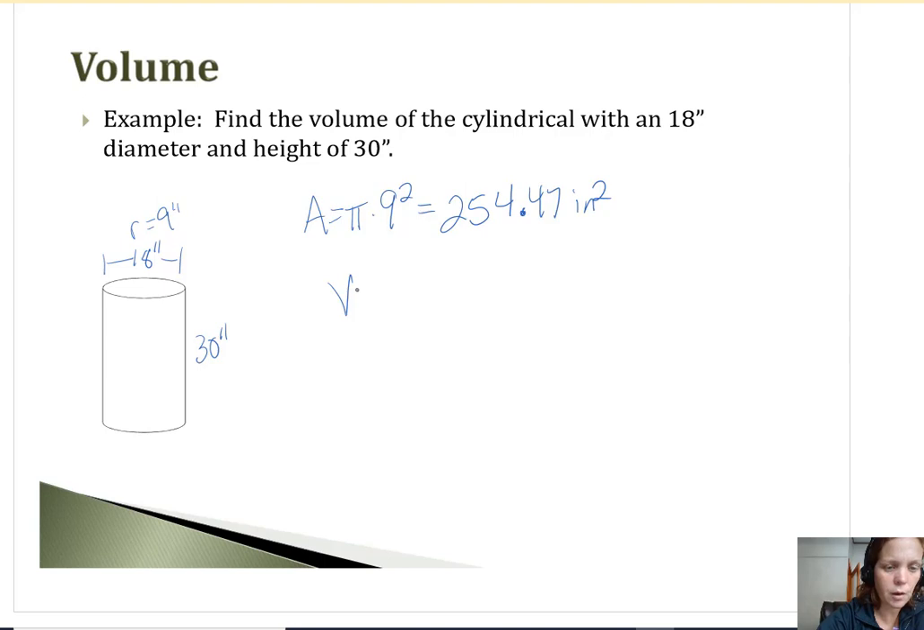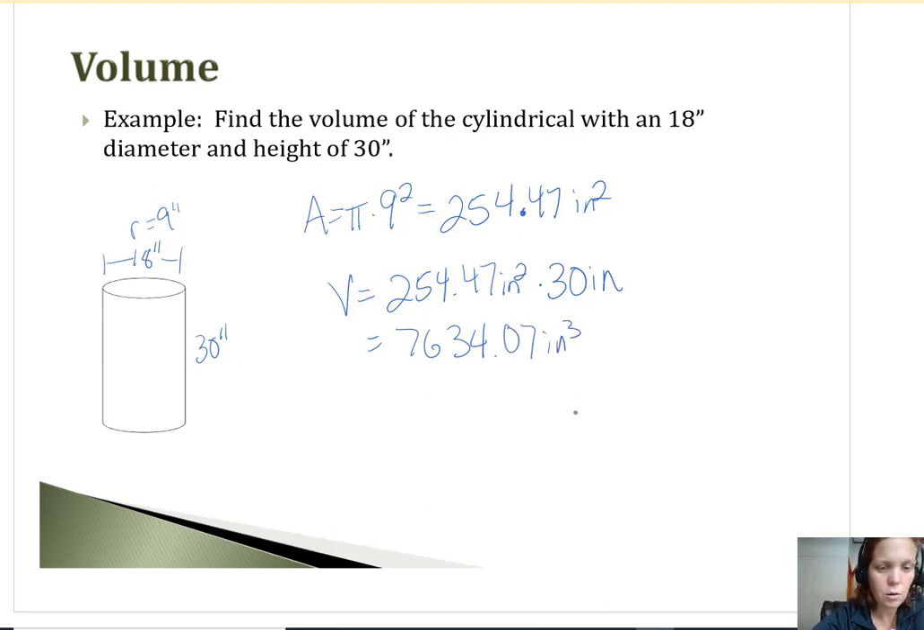So now to get the volume, we take that 254.47 square inches for the area of the base times the height of 30 inches, and we get 7,634.07 inches cubed.